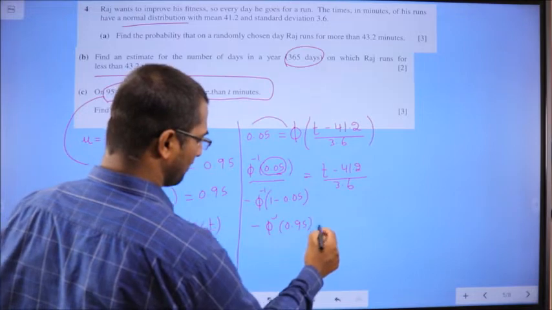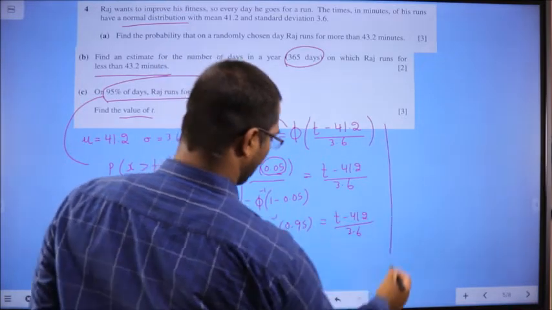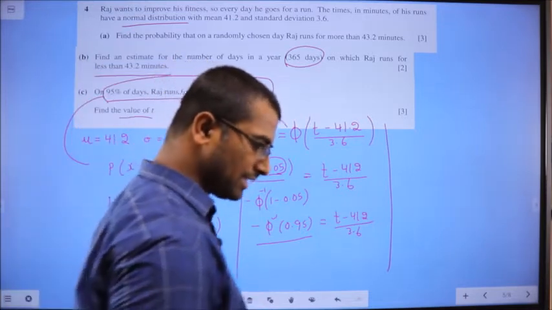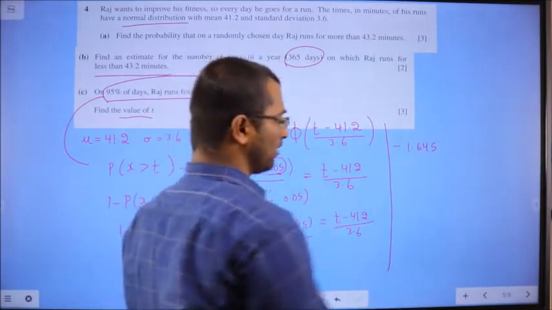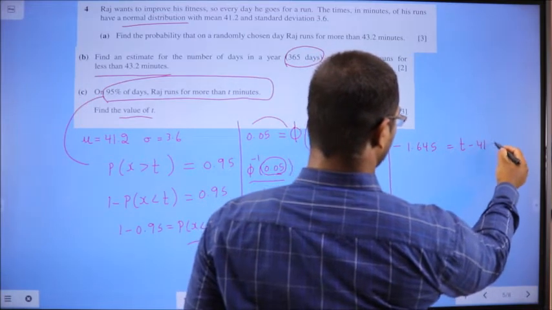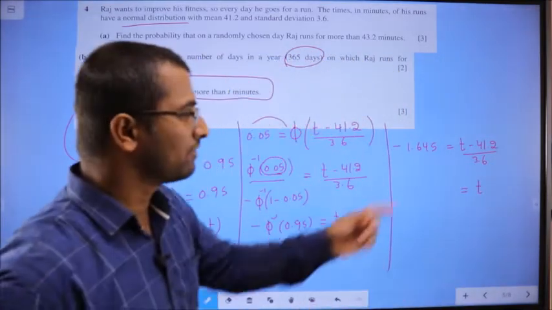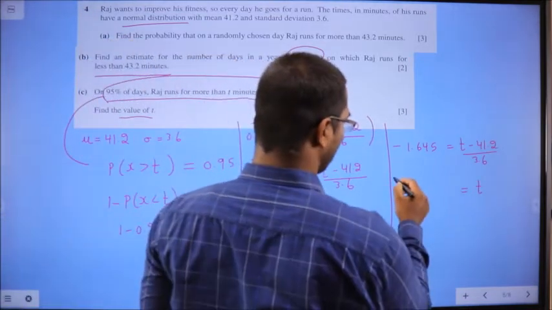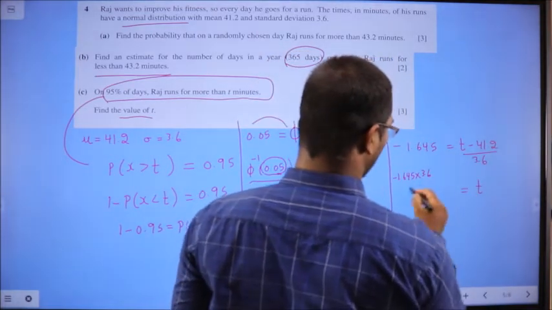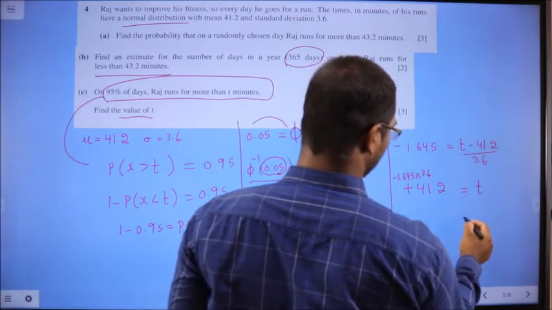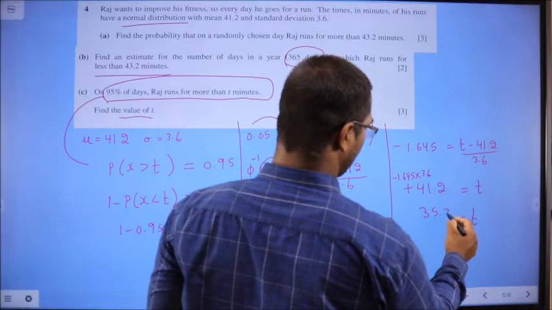0.95 is equal to the same thing, (t minus 41.2) by 3.6. Now this value we can calculate from the table, and which is 1.645. The negative sign as it is here, equal to (t minus 41.2) by 3.6. Now make t the subject. First 3.6, send it to the other side. So it will become minus 1.645 into 3.6. Then minus 41.2 comes this side, becomes plus 41.2. So put this entire thing at once in the calculator. You get 35.3 as your value of t.